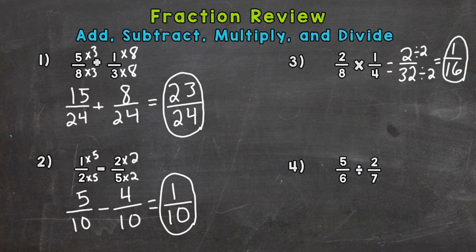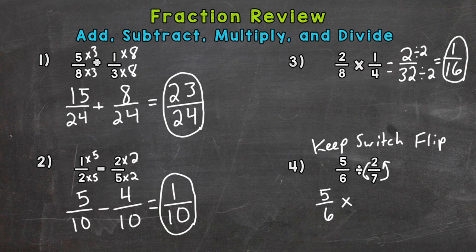Number 4, 5/6 divided by 2/7. Now for dividing fractions, we keep, switch, and flip. So whatever our first fraction is, we always keep it. We switch the division sign to multiplication. And we flip the second fraction. So the 7 is going to be our numerator, and the 2 is going to be the denominator. Keep, switch, flip.